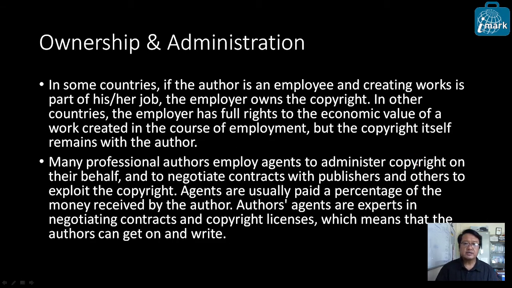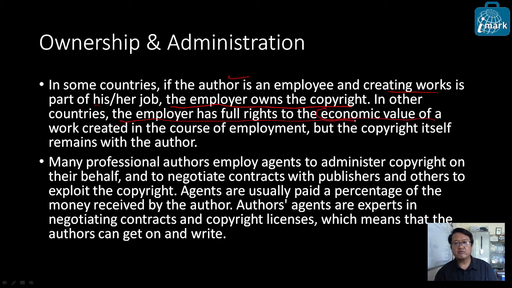So in some countries, there are two variations. If the author is an employee and creating work is part of his or her job, then the employer owns the copyright. In some other countries, the employer has full rights to the economic value. There is the difference.